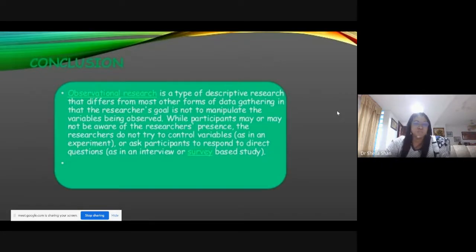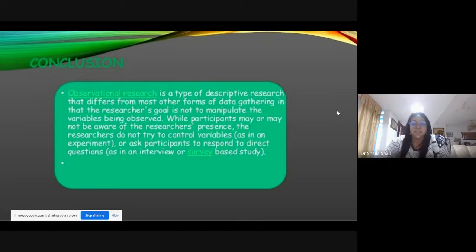All right, so the conclusion for observational research is that it is a descriptive research that differs from most other forms of data gathering. The researcher's goal is not to manipulate. So now you just observe only. So not much can be done. While the participants may or may not be aware of the researcher, whether they are present or not, the researcher cannot control the variables. Right, so that is the first design that I wanted to discuss, observation.